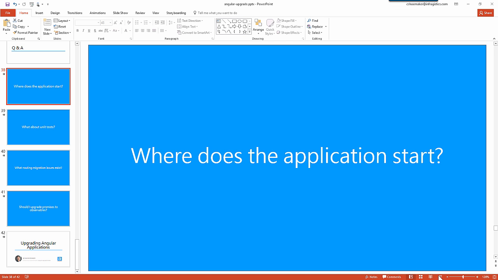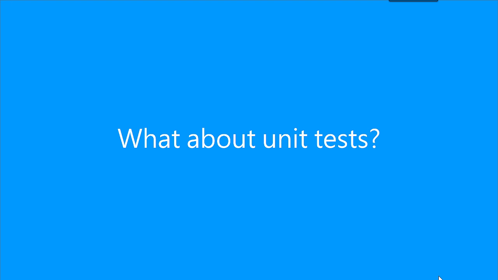Let's take a look at the next question we've got here. What about unit tests? Well, I didn't write any unit tests for this demo application. When you're talking about making a change from Angular 1 to Angular 2, when you go from the controller to a component, you're going to be dealing with an object rather than a constructor function. So that'll be one of the changes that you'll need to make in your unit tests, because instead of getting back a function, you'll get back an object.